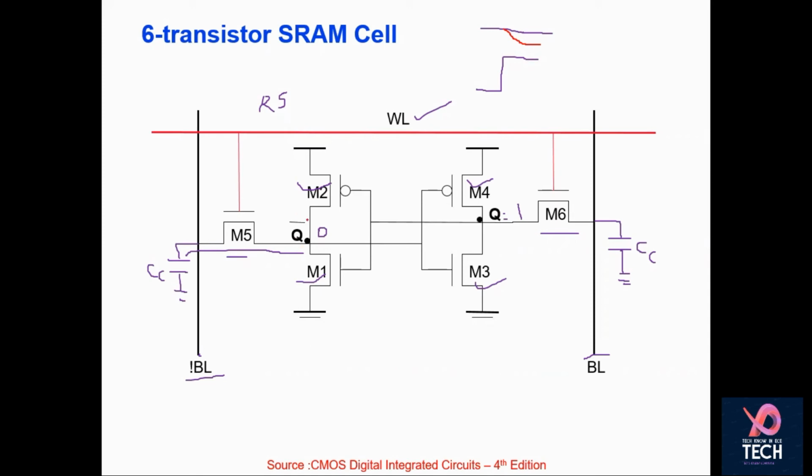Now, what are the other things that are expected in this function? Suppose this is 0, so 0 at this particular node is acting as input of this. So 0 volts means your voltage is lower than the threshold voltage of M3. That means M3 is off, and M4 is on. Similarly, this is high, so this is making M1 to be on.